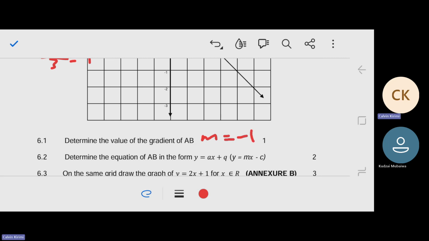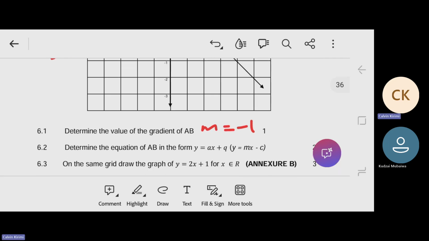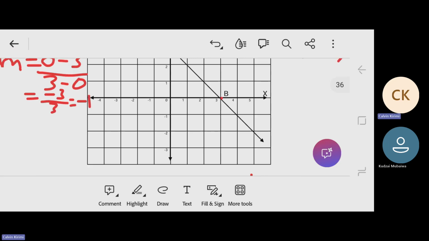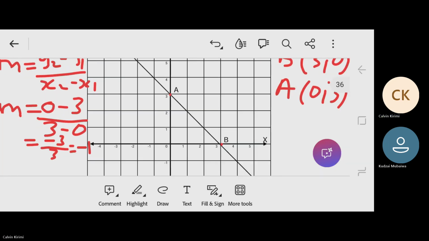Let's go to the next one, 6.2. Determine the equation of AB in the form y = ax + q. So we now know the gradient, we want the equation of the line. What did I tell you to do? It's not the first time of asking this problem.